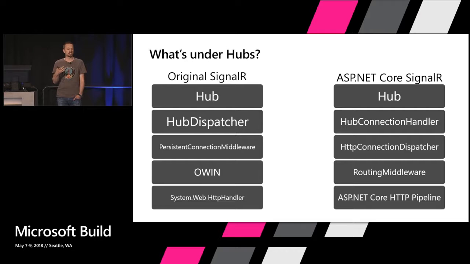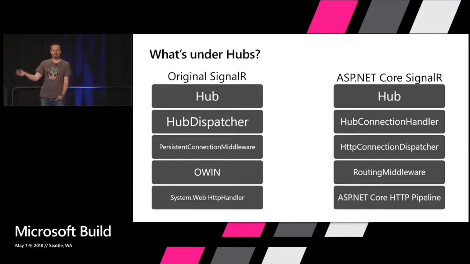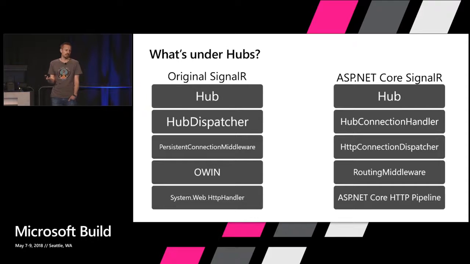Underneath that, we have this dispatcher type, which is the thing that, given an HTTP connection running in ASP.NET Core, how do I turn that or dispatch that into the thing that the hub connection handler can understand? And then that all sits on top of routing. The same routing that MVC uses in ASP.NET Core, SignalR is using the exact same routing middleware. So at that point down now, it just looks like everything else in ASP.NET Core.